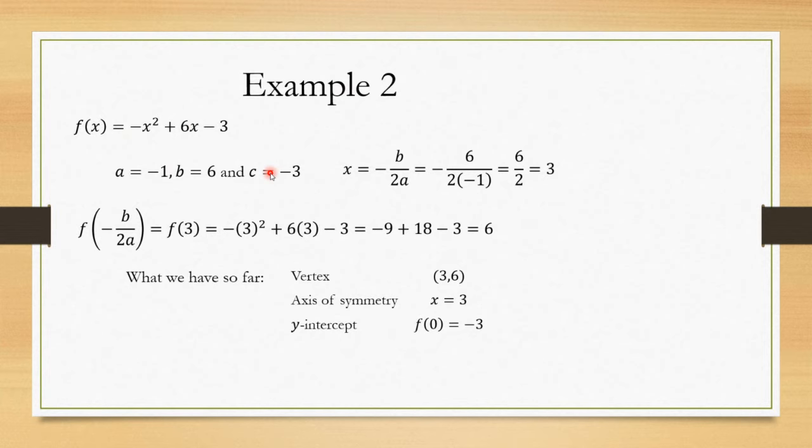Okay, so just like before, we want to get the vertex. I'm using the formulas, so we have to calculate minus b over 2 times a, which in this case is -6 over 2 times -1. I'm just substituting. From here, we get 6 over 2, which is 3. We would actually have -6 over -2, so we would have -3, but the minus is canceled.